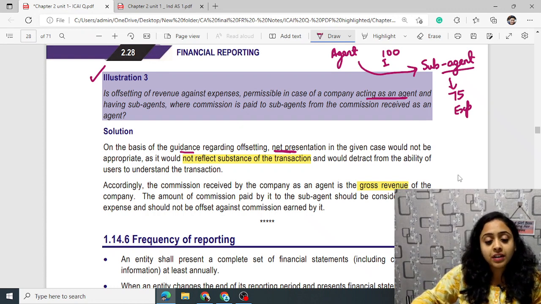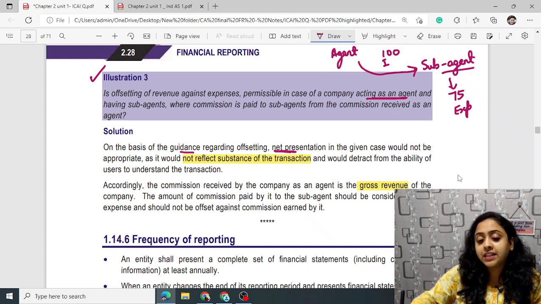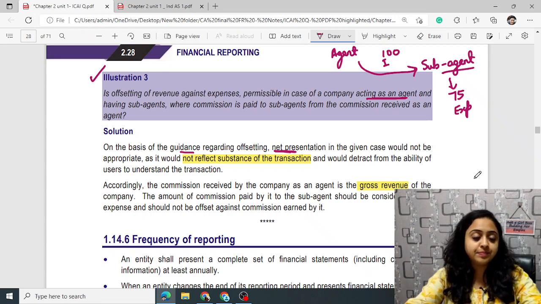Gross revenue of the company, the amount of commission paid by it to the sub-agent should be considered as an expense and should not be offset against commission earned by it.